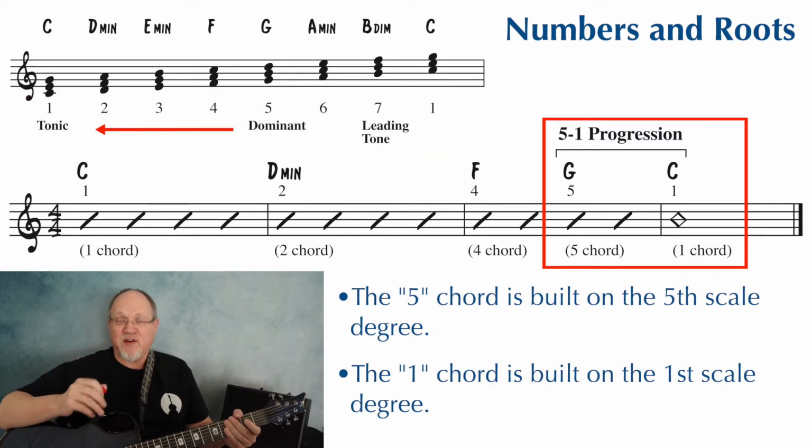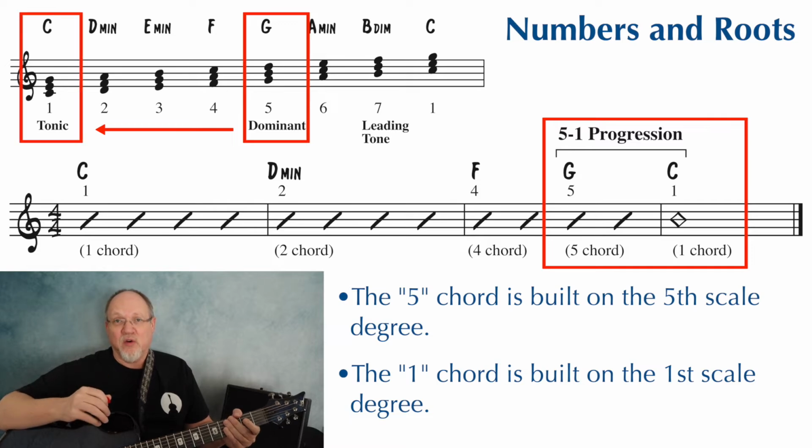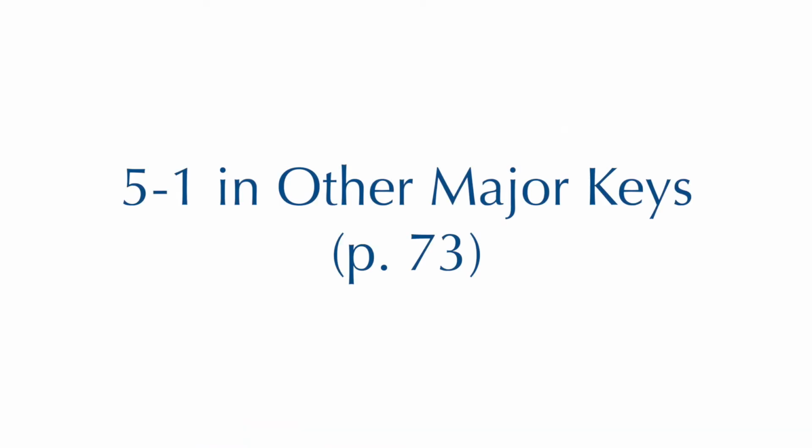Now, when we talk about the 5-1 progression, the 5 is the chord built on the fifth scale degree of whatever scale you happen to be in, and the 1, of course, is built on the first scale degree of whatever scale you happen to be in. We've been using the key of C major for our musical examples, but the information applies to all keys. So here's some progressions in other major keys that end with the 5-1 progression.